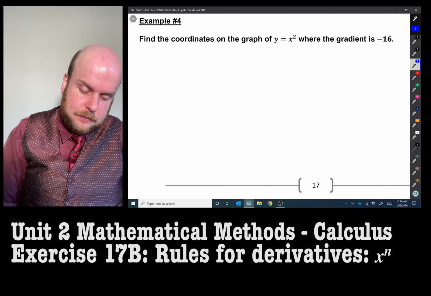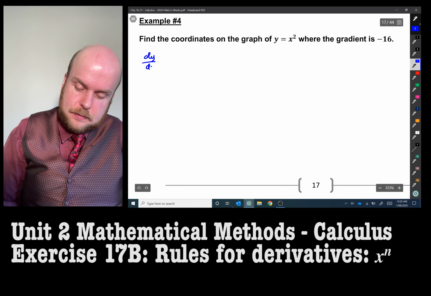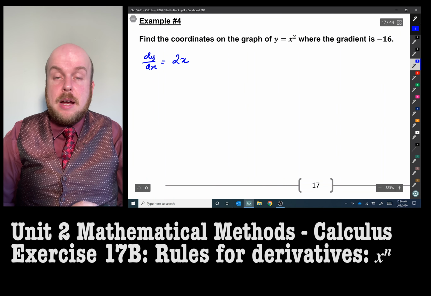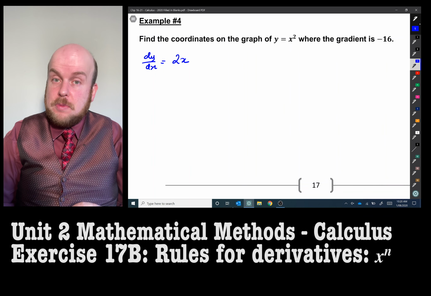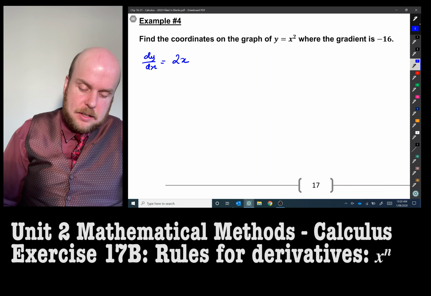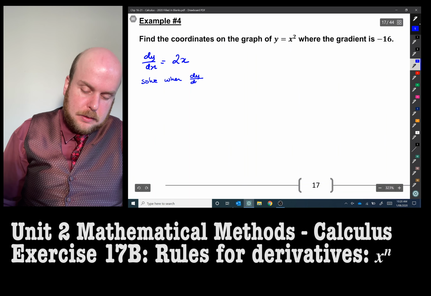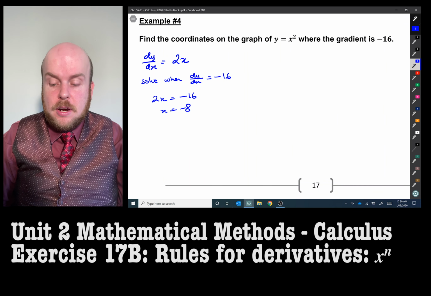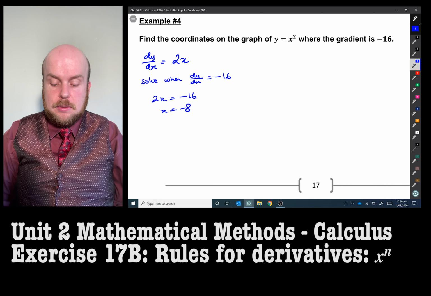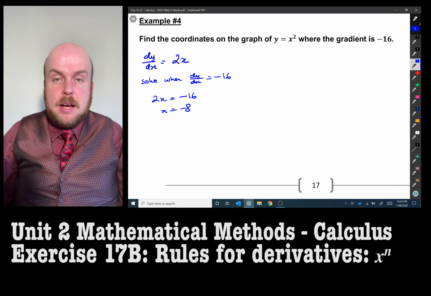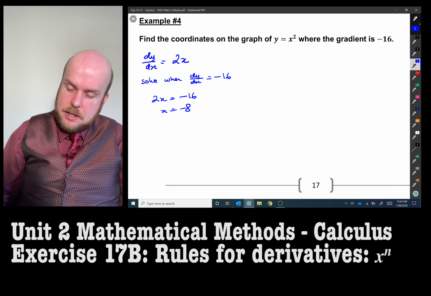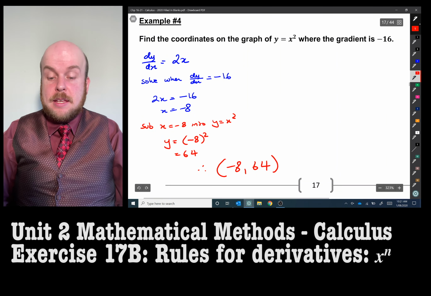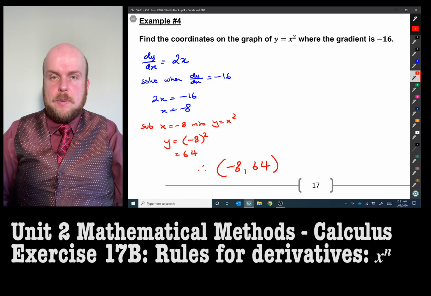So, there's the derivative. We're now going to solve for x when the derivative is equal to negative 16. So when x is equal to negative 8, the gradient of the equation y equals x squared is equal to negative 16. So now we just need to find the other coordinate. And there's the answer, negative 8, 64.